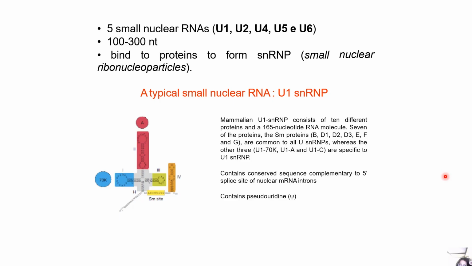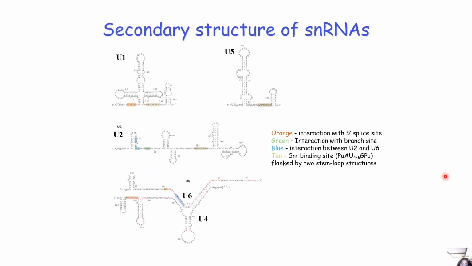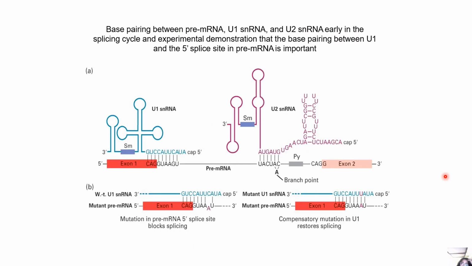A U1 snRNP consists of 10 different proteins and a nucleotide RNA molecule. Seven of the proteins, the Sm proteins, are common to all U snRNPs, while the other three are specific to U1 snRNP. Too much detail; you already know the structure of snRNAs. Base pairing between the pre-mRNA, U1 snRNA and U2 snRNA occurs early in the splicing stage. An experimental demonstration here shows that the first pairing between U1 and the 5' splice site is important.